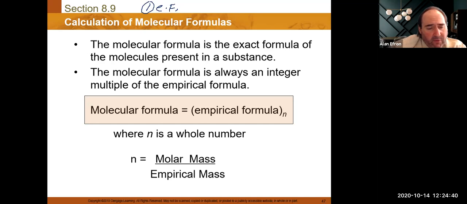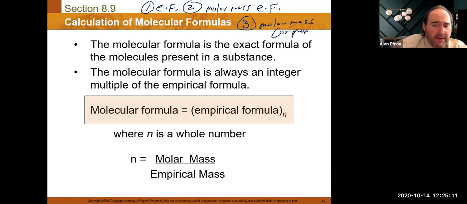So that may require you to calculate the empirical formula like we've been doing, or it may be given to you. Again, if the empirical formula is not given to you, you need to calculate it like we've been doing. Once you've calculated it, the second thing you need is the molar mass of the empirical formula. And the third thing that you need is the molar mass of the compound.